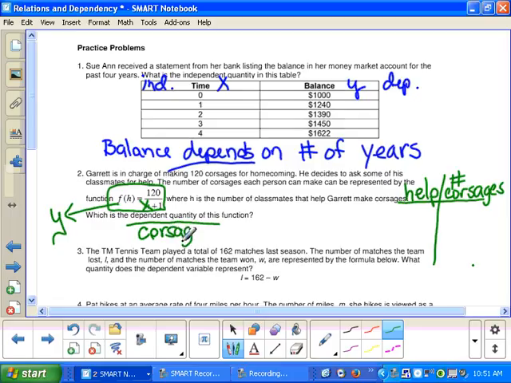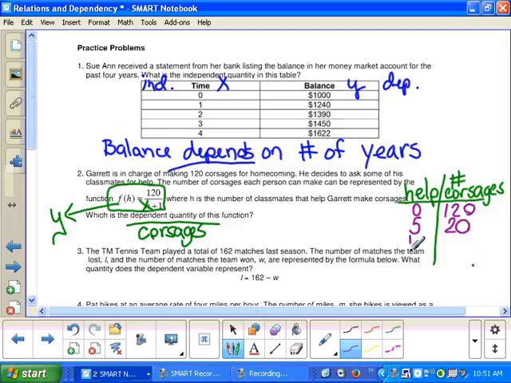And we can fill in our table according to this. This is how many that each person makes. If he doesn't get any help at all, well, 0 plus 1 is 1. 1 goes into 120, 120 times. He's going to make them all by himself. If he has 5 people that help, what's 5 plus 1? How many times does 6 go into 120? 20. So that means that each person only has to make 20.